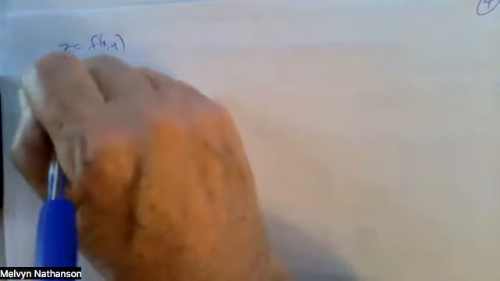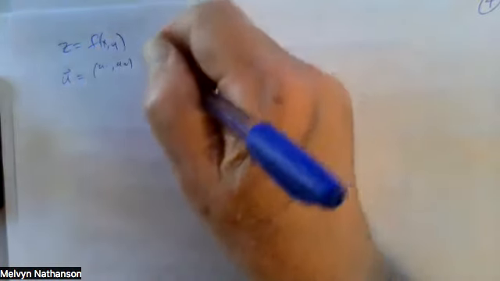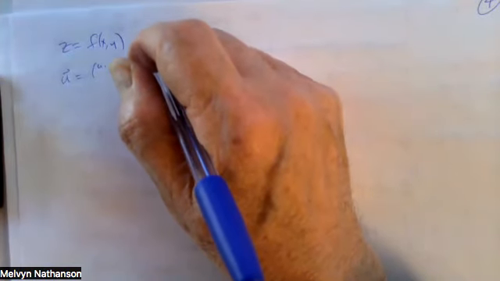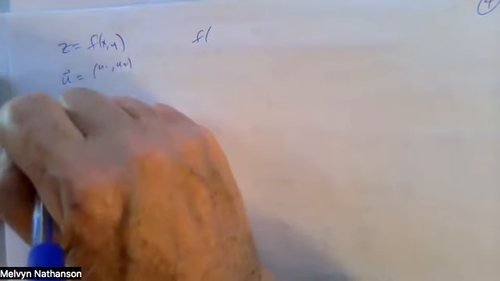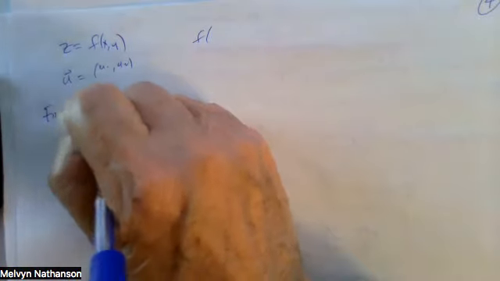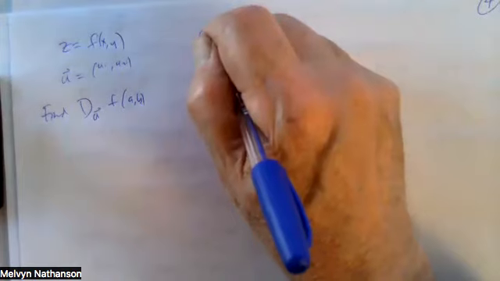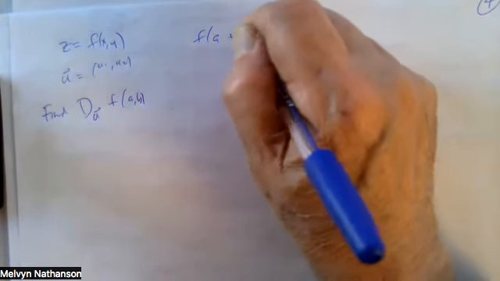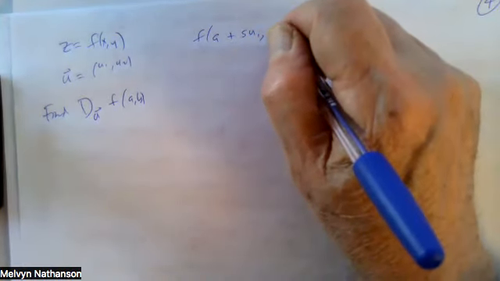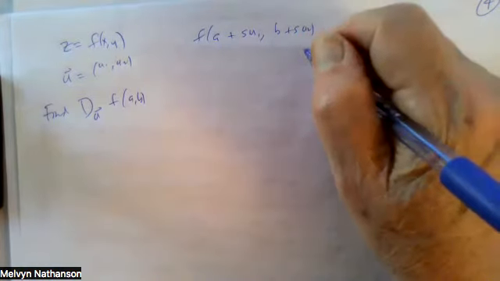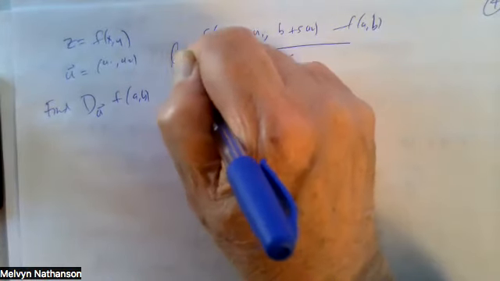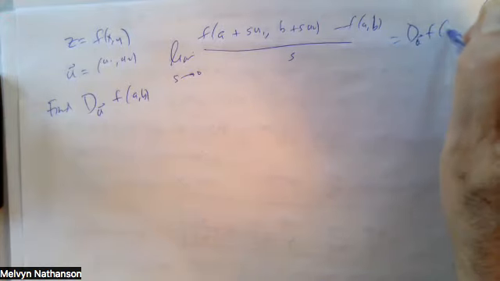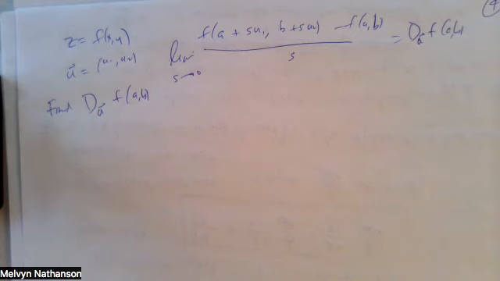So we have z as a function of x and y, and we have a unit vector u, u1, u2. I want to find the directional derivative in the direction u of the function f at the point a, b. So I take f of a plus su1, b plus su2, minus f of a, b, divided by s. Let me use s as the variable because the book does. I'm going to take the limit of that as s goes to 0. That's the directional derivative of f at the point a, b.